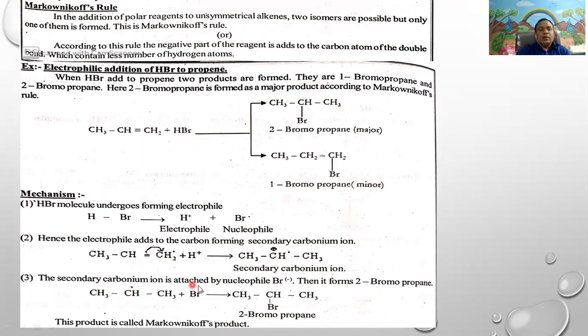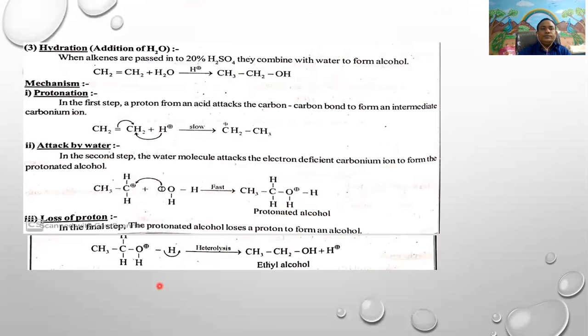The secondary carbonium ion is attacked by the nucleophile bromide ion, and then it forms 2-bromopropane as a major product. This product is called the Markovnikov product.